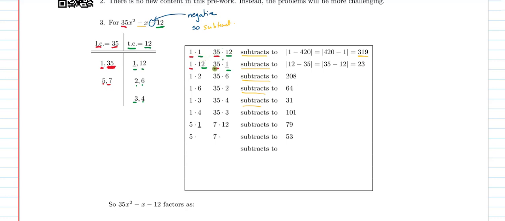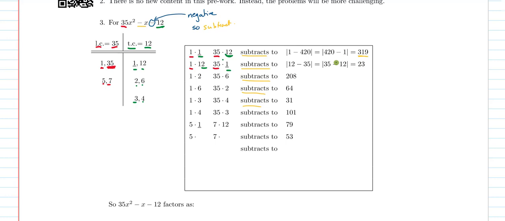So what did I do between here and here? I did 1 times not 1, but the 12, and vice versa. So I swapped that, and I again checked to see whether they subtract to give me the middle term. Now, let me give you a little bit of a hint. First of all, you do not need to write this with absolute values. That's just me showing a little more formally what's going on here. So you don't need to write that with absolute values.